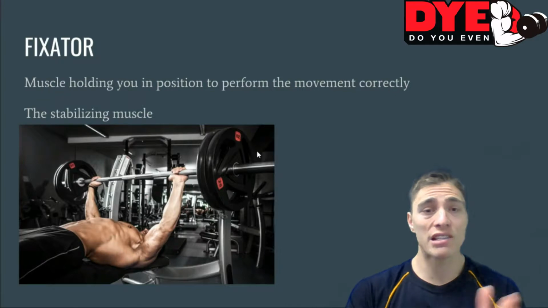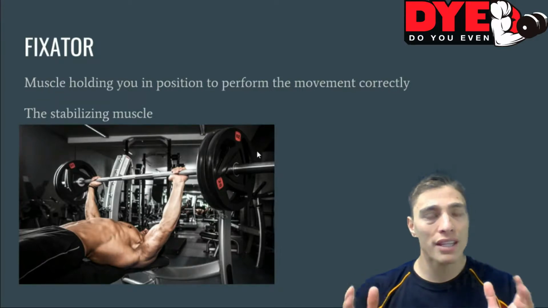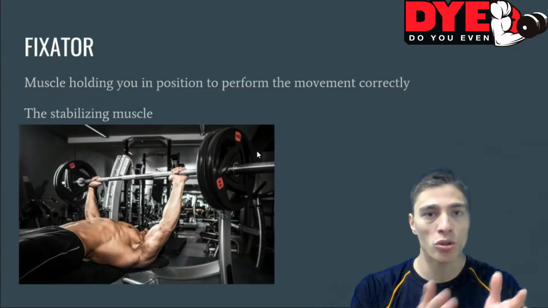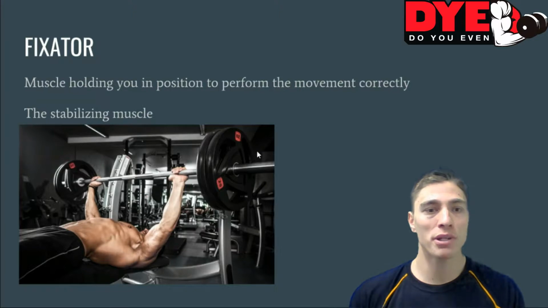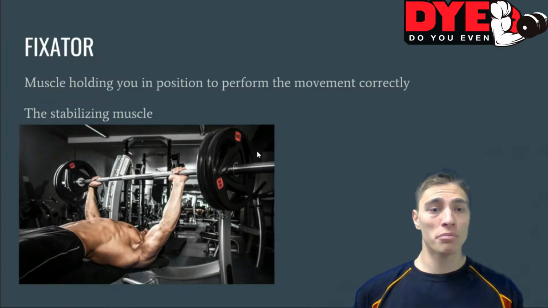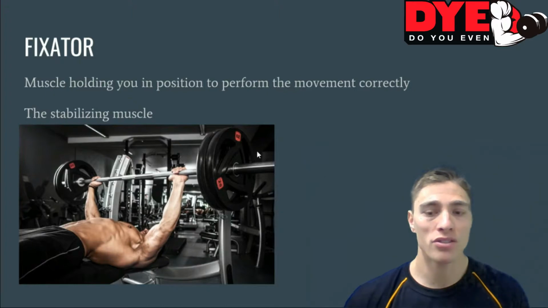Fixator. A fixator is a muscle that holds you in position to perform the movement correctly. So the easiest way to think about it is the stabilizing muscle. Fixator fixes you in place. Looking at our bench press, you can see his abs fired up, holding him in place, so then he can perform the movement correctly, where if his abs didn't do that, he may fall off the bench.